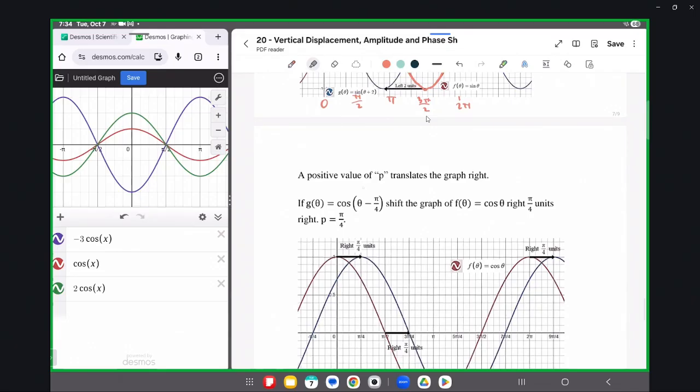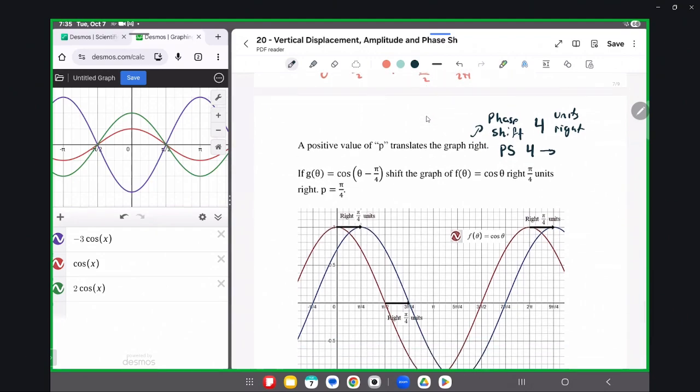Concurrently, a positive p-value translates the graph right, or more technically speaking, is a phase shift 4 units to the right. You can also call this phase, like PS for phase shift, 4 with an arrow right, or you can write out the entire sentence, phase shift 4 units right. Either is okay. So if g of theta is equal to theta minus pi over 4, this will shift the graph of f of theta equals cos theta right pi over 4 units. And in this case, p equals pi over 4.